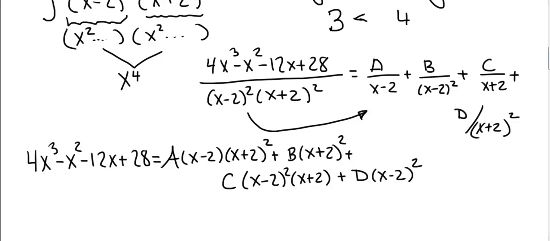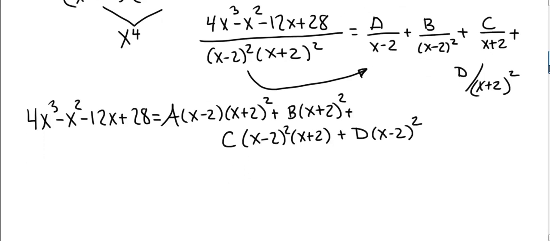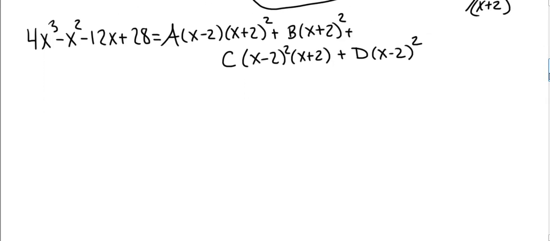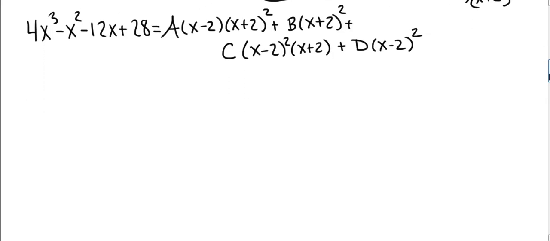Now let's select values of x that will make parts of the right hand side 0. What we do is we look on the right, we have terms with powers of x minus 2 and x plus 2. If x is 2 or x is minus 2, then that will make many of the terms on the right hand side equal to 0. Let's start with x equal to 2.